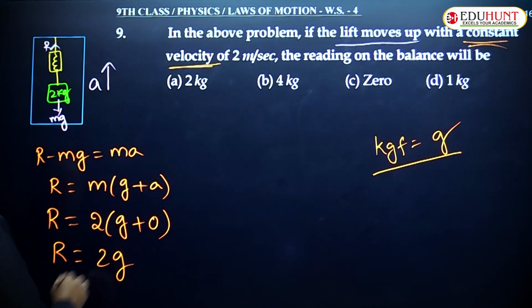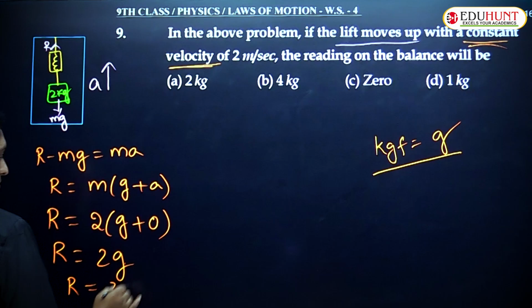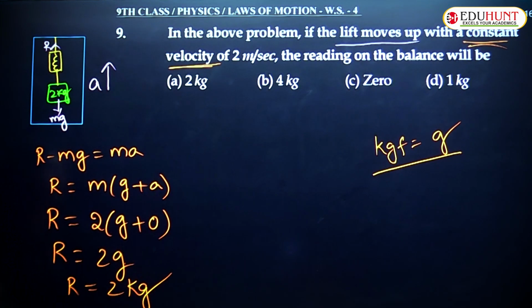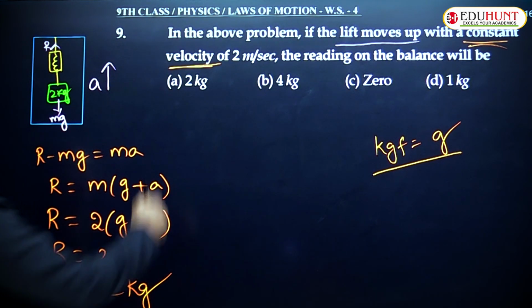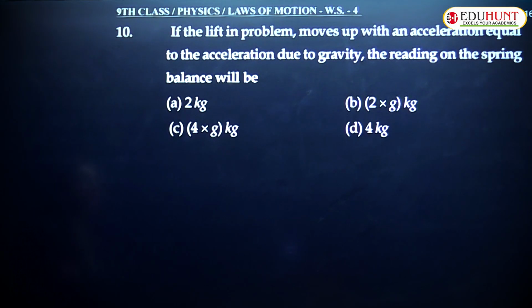So, this can be written as 2 kgs. Clear? If 1 kg force is g, then it will be 2 kg into g. This is nothing but 2 kg. Hence, option is option number A, that is 2 kg. I have just taken g. Next, 10th one. If the lift in problem moves up with an acceleration equal to acceleration due to gravity.